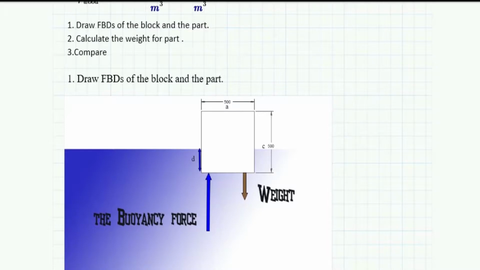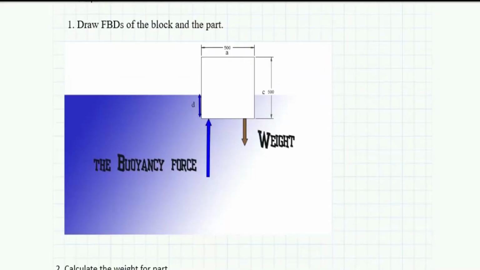Let's go. We can see in the FBD that we have only two forces, the weight of the part and the buoyancy force, and each force is in the opposite direction. A is the length of the part, B is the height of the part, D is the immersed level. We start by calculating the weight of the part, which is easy: we only multiply the volume of the part by the density of the part and the gravity acceleration.